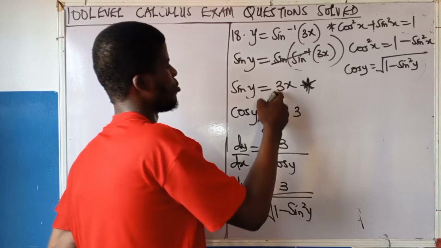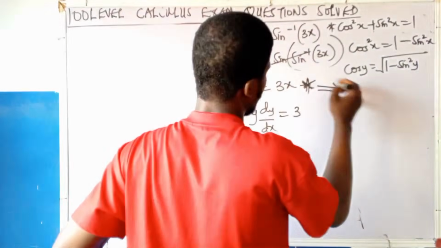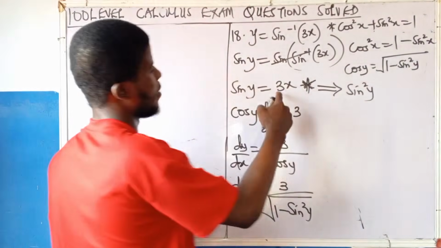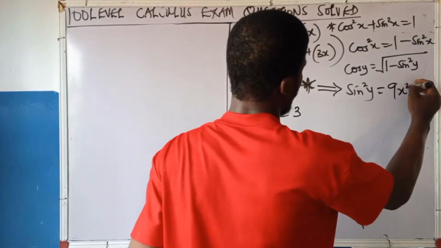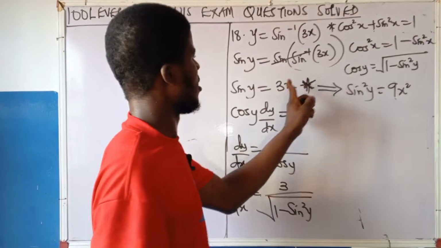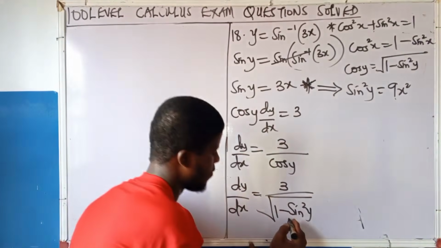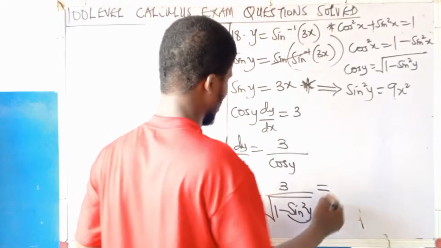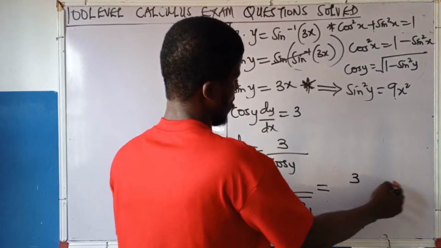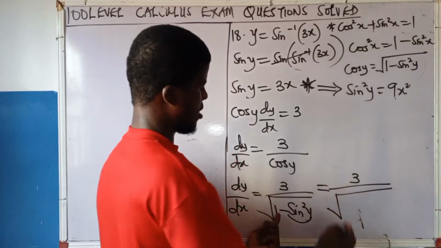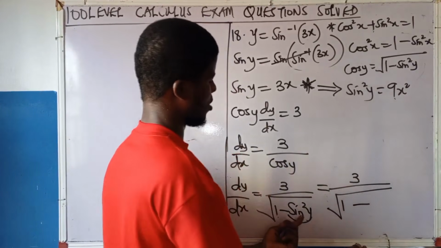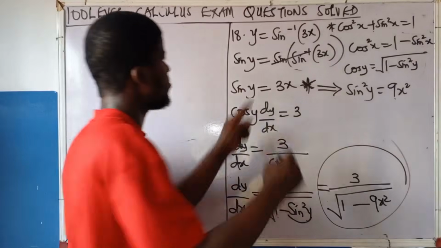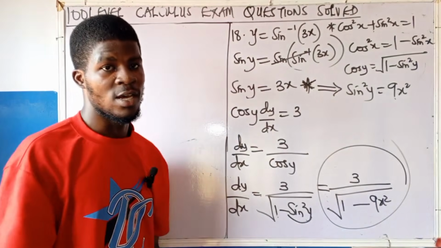If sine y is equal to 3x, the implication is that if I square both sides, I'm going to get sine squared y here. And if I square this side, I'll be getting 9x squared. You know that 3 squared is 9, x squared is x squared. So in place of sine squared y, I'll write 9x squared. That's the final thing. This means that dy/dx is equal to 3 all over the square root of 1 minus 9x squared. And this is the dy/dx of this particular sine inverse of 3x. I hope that is clear.